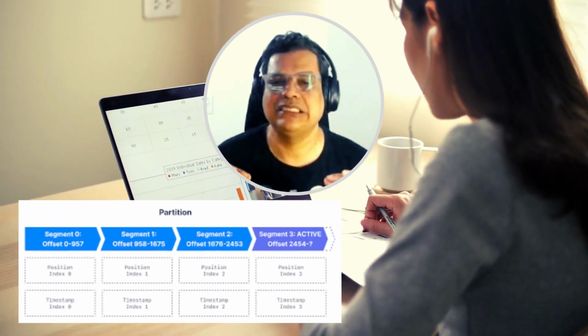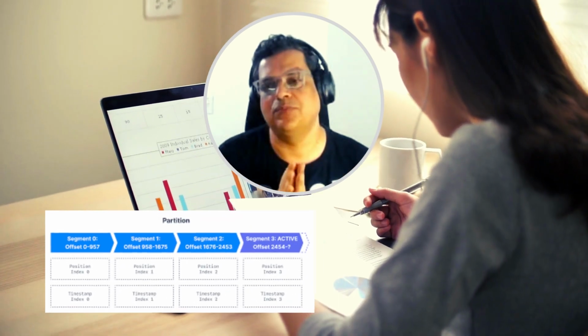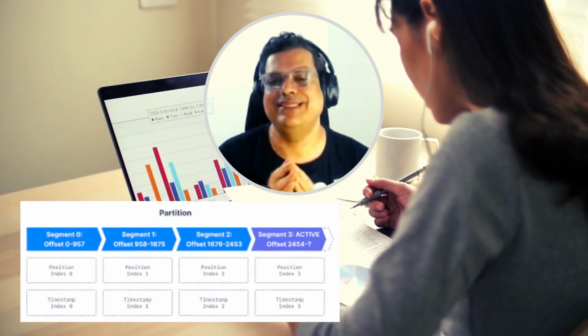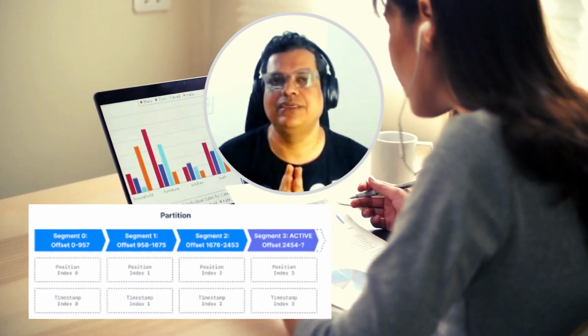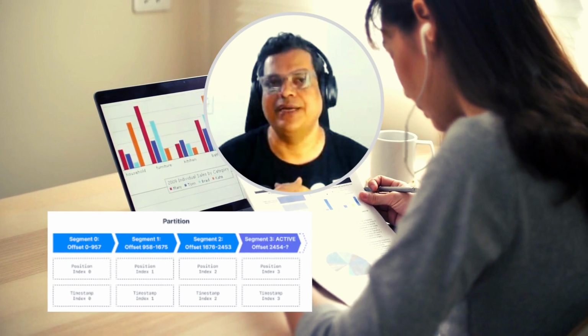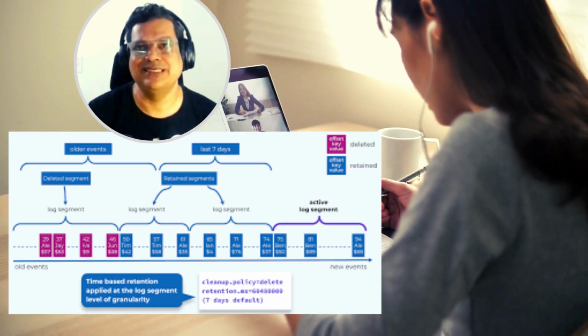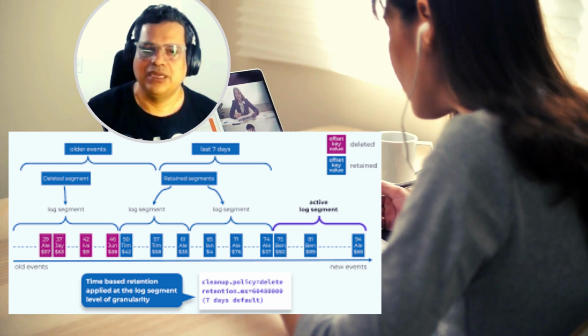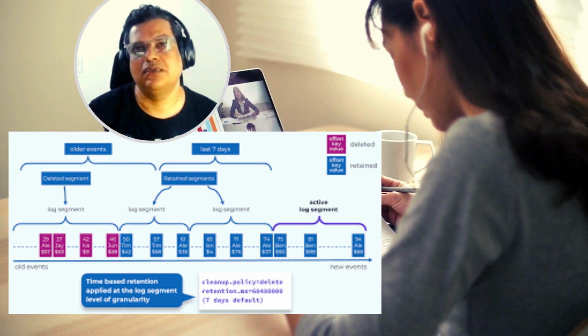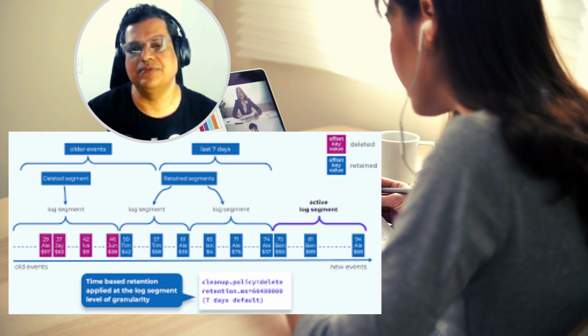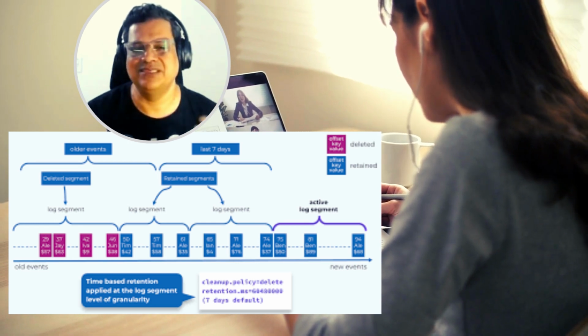The logs in a partition are divided into smaller files called segments. This segmentation helps manage older data and makes deleting expired data efficient. Another very important point to understand is retention policies. Please note that Kafka provides multiple levels of retention policy. These are time-based, size-based, and so on and so forth.